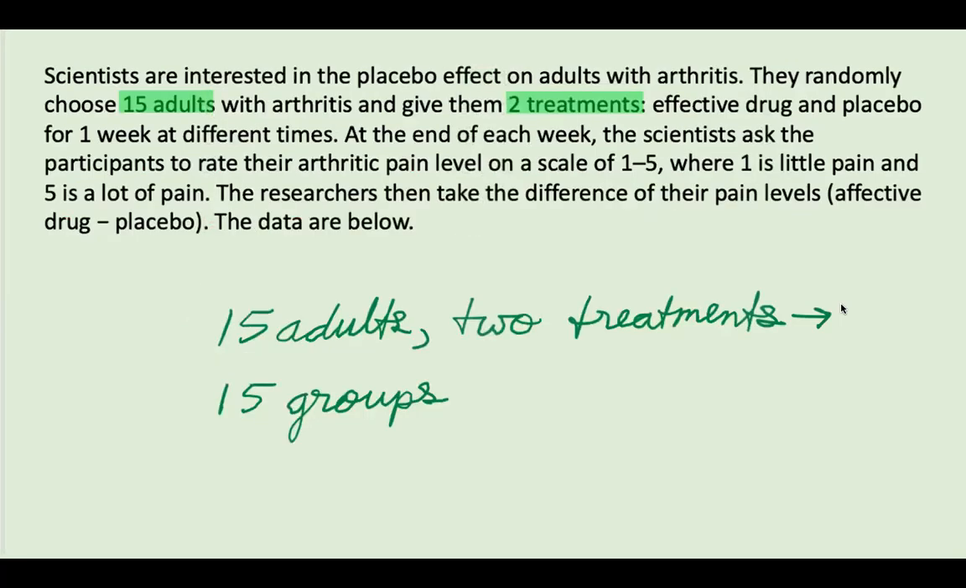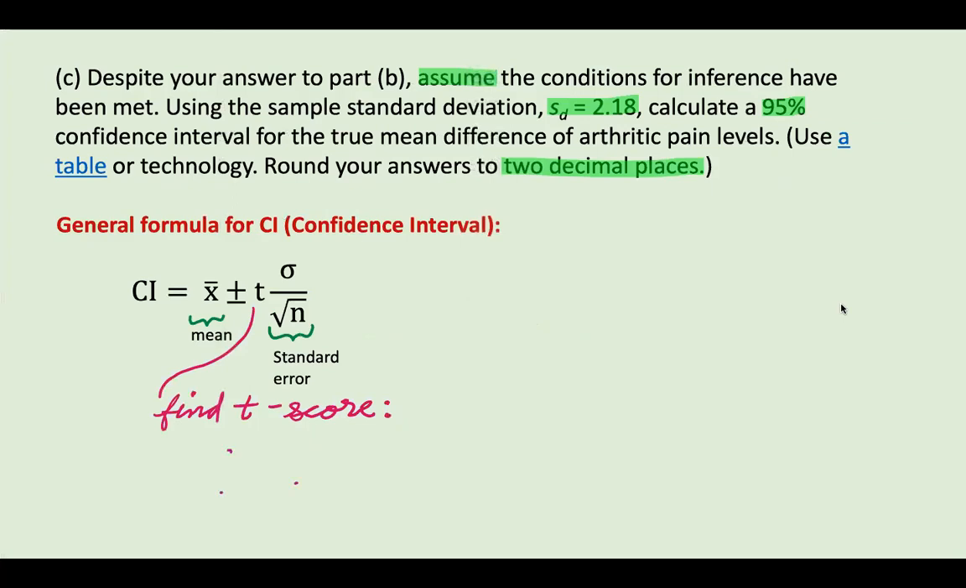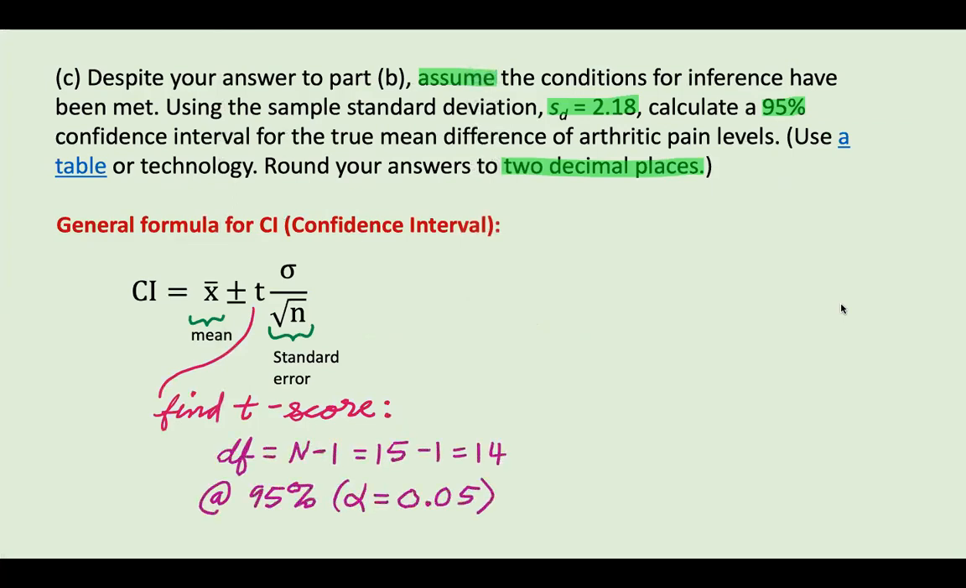So note that this is a paired t-test. Remember that we have 15 adults but 2 treatments. The 2 treatments are prescribed to each of the 15 adults. We can have 15 groups then. So the degrees of freedom here will be n minus 1. N would be the population size, which in the matched pairs t-test case is the number of groups. The number of groups is 15, minus 1 is 14. At 95% confidence, which corresponds to alpha equals 0.05.